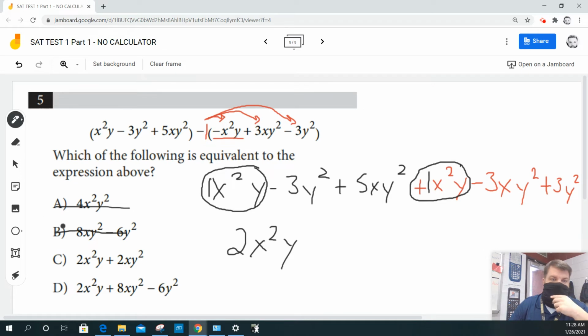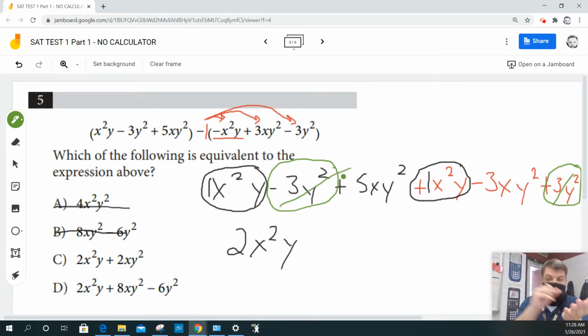The next thing I'm going to look at, and I'm just going in order, it doesn't matter. I have a negative 3y squared and a positive 3y squared. Okay? What's that? 0, right? If I have 3y squareds in my hand and I take 3 away, I have 0. So those cancel out.